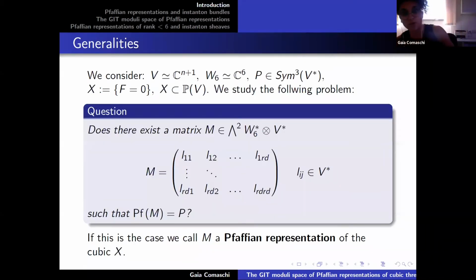So to begin with, we consider the following objects. We take a complex vector space V of dimension n+1, a complex vector space W6 of dimension 6, a form of degree 3 on V, and we consider X the cubic hypersurface defined by the following form. And we ask the following question. Is it possible to find a skew symmetric matrix of size 6 whose entries are linear forms and whose Pfaffian is exactly the polynomial defining the hypersurface? So is it possible to find a so-called Pfaffian representation of our cubic?